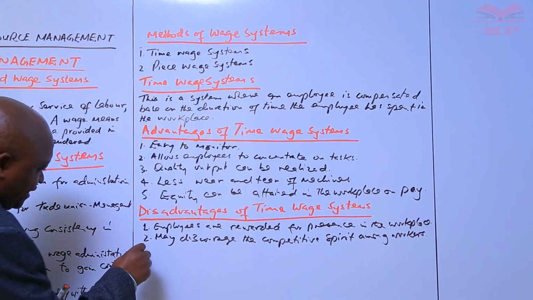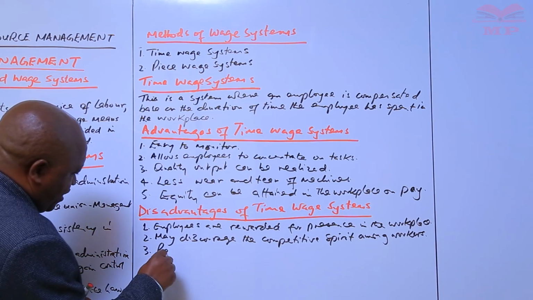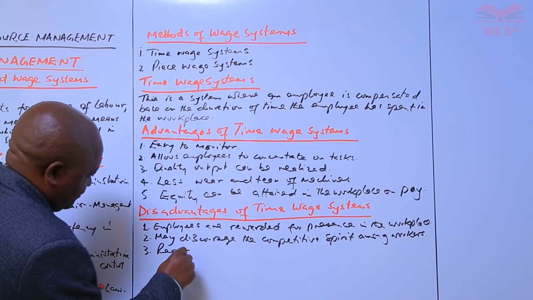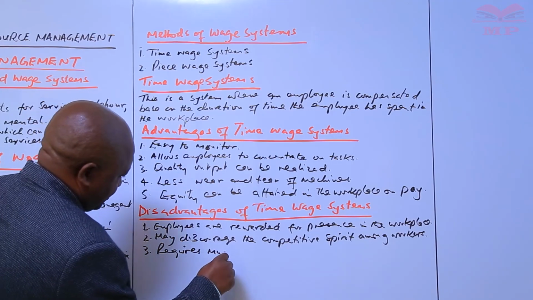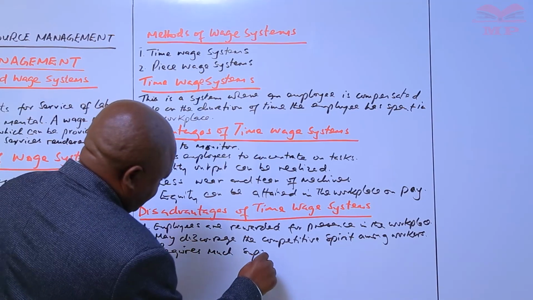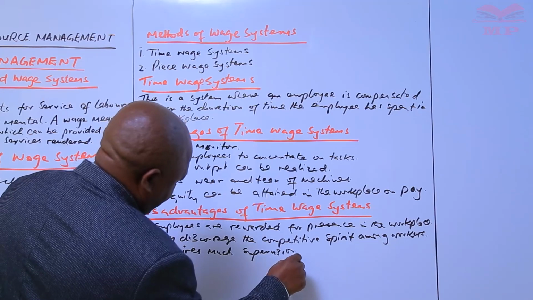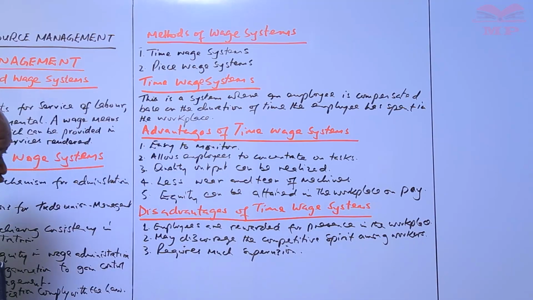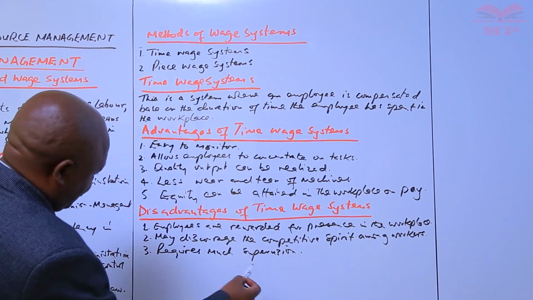And then number 3, requires much supervision. Because an employee could arrive in the work environment and does not start working, and they move around and so on. So those malingering kind of employees may not be able to give an organization any productivity. So it requires much supervision.